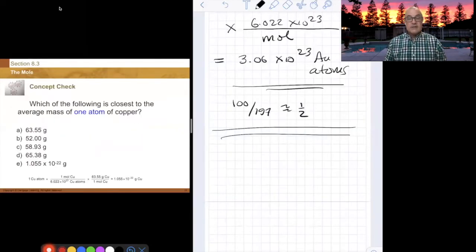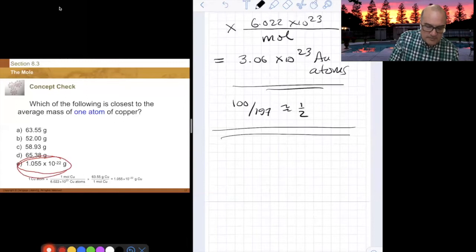Okay? So let's check this, because this question should be very simple once you understand the size. Which of the following is the closest to the average mass of 1 atom of copper? Now, all these answers are in grams. So 1 atom of copper, I don't remember exactly what that number is, but it's a really, really small number. So let's look at our numbers, 63 grams, 52 grams. These are all really big numbers. There's only one number that's really, really small in grams. So the answer has to be that last one.